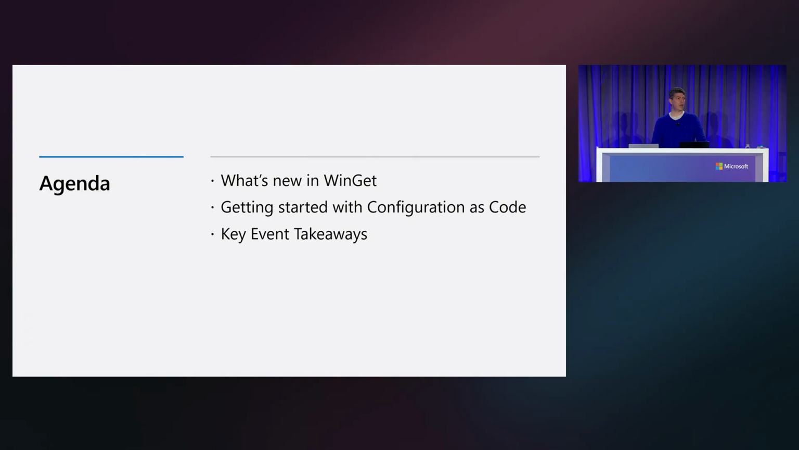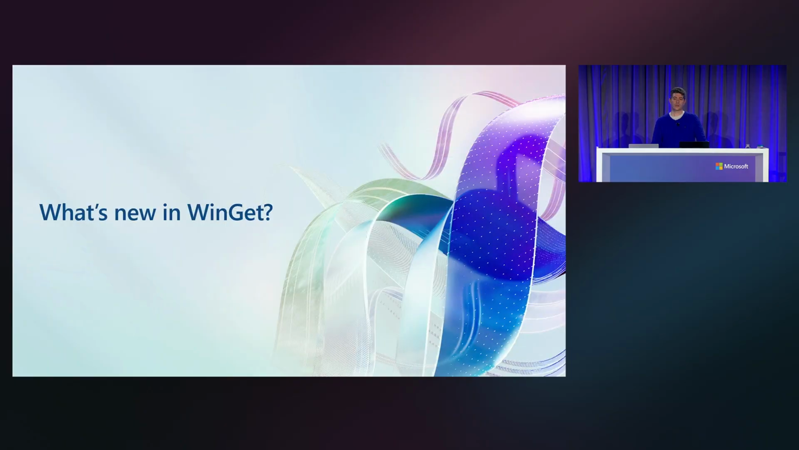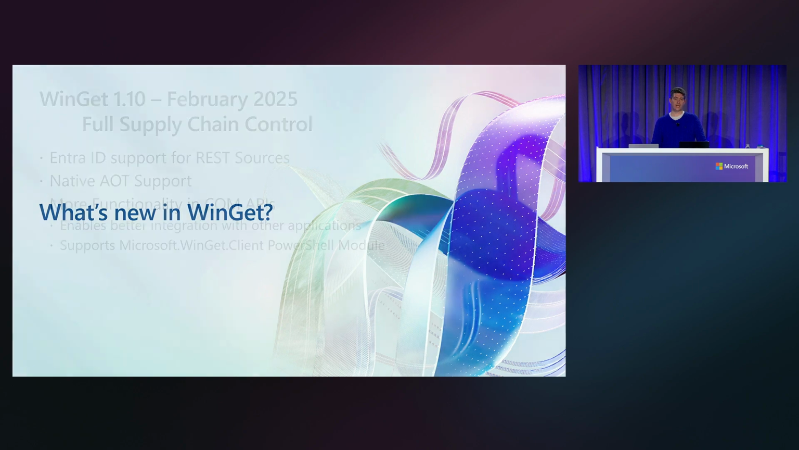I'll go over the high-level feature set over the last year. We'll talk about what getting started with configuration as code looks like, and then we'll get into some of the key takeaways. So if I go back to what's happened, we'll look back at last year's Ignite.